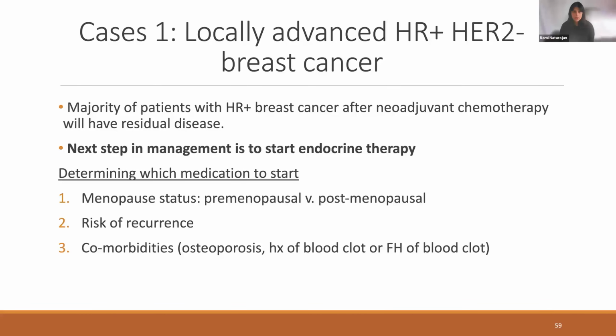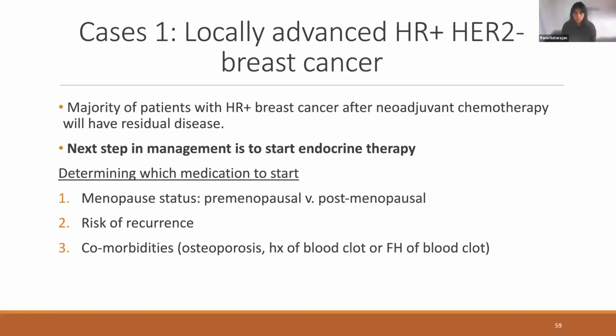So for ER-positive breast cancer, most patients after neoadjuvant chemotherapy will have some amount of residual disease, meaning that when we look at the time of surgery, some amount of cancer will be there. It's very rare for patients with hormone receptor positive breast cancer to have a complete pathologic response, which can happen in patients with HER2 positive and triple negative breast cancer after neoadjuvant chemotherapy.